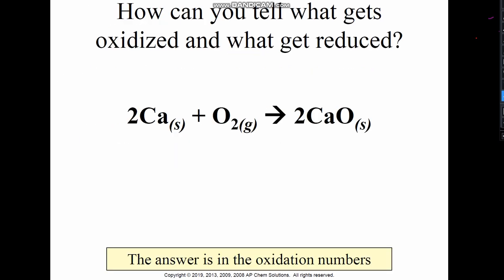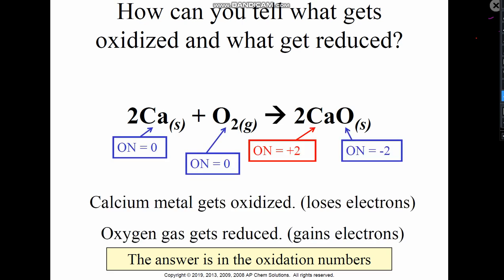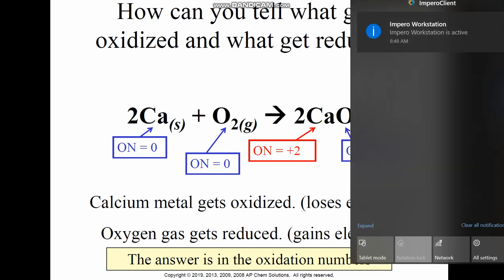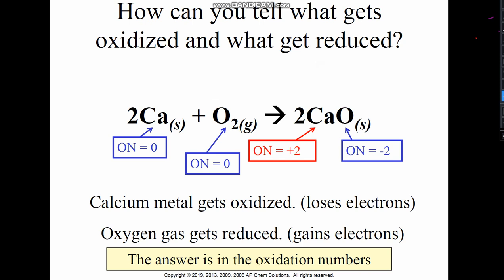So to find out what gets oxidized and what gets reduced, you have to find out what is the oxidation number of each one of these. So the oxidation number of calcium is 0. Oxygen is 0 on the elemental side. So we know that oxygen on the elemental side is 0. And calcium, and anything in their elemental form, is always going to be 0.